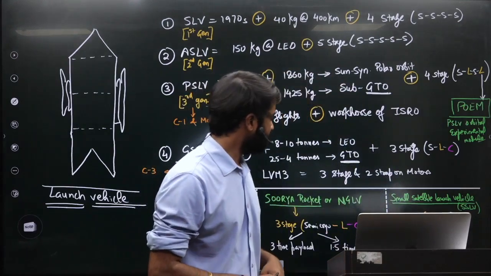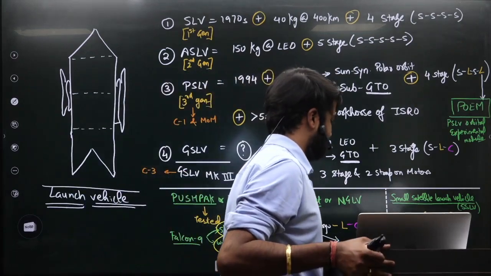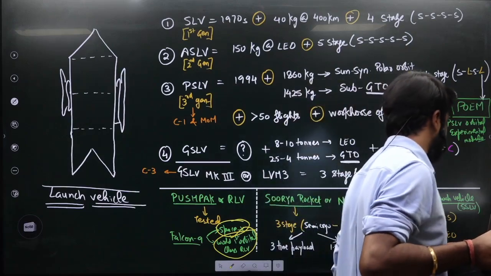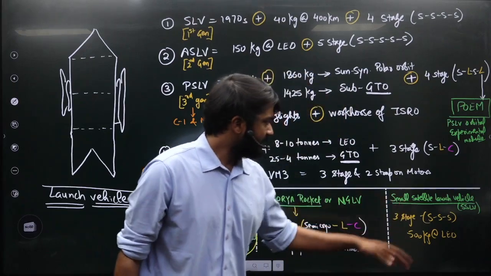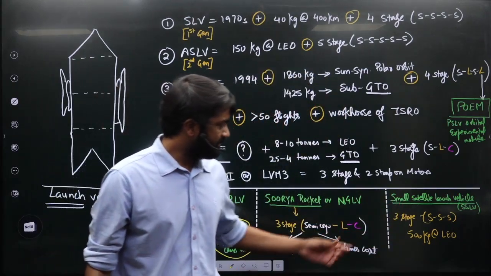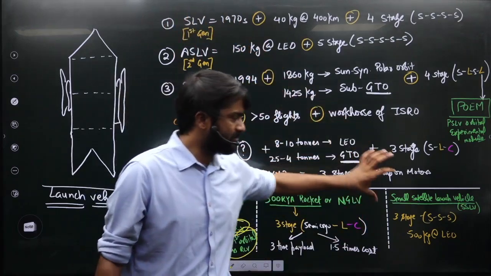Okay. Then let's come to the last one. I don't know whether it is visible to you or not. Small Satellite Launch Vehicle. So this is a 3-stage vehicle. See, there is a difference between the Satellite Launch Vehicle and the Small Satellite Launch Vehicle.